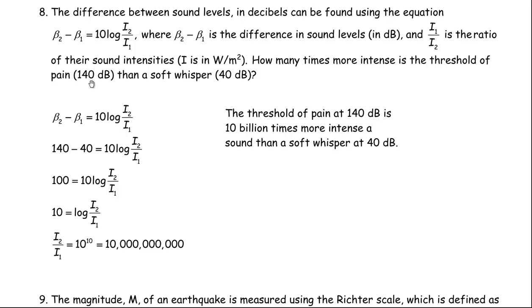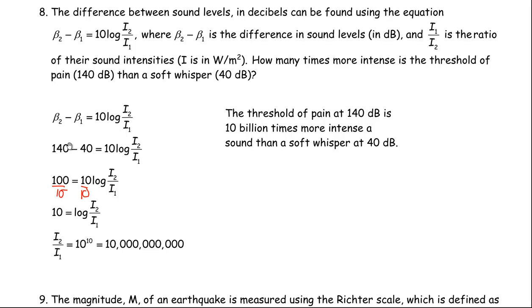So the 140 and the 40 are the two betas over here, so 140 minus 40. And we're trying to solve for I2 over I1. We want the ratio of their intensities. How many times more intense is one than the other? So 140 minus 40 is 100. And so I divide out the tens. I didn't write that step in here, but I'm actually doing this to get rid of the 10 in front here. So I'm dividing out the tens.